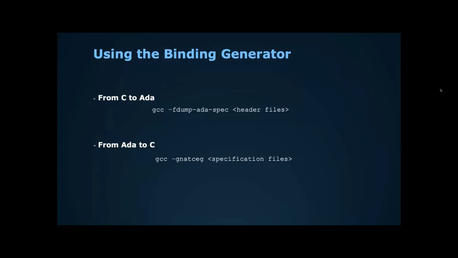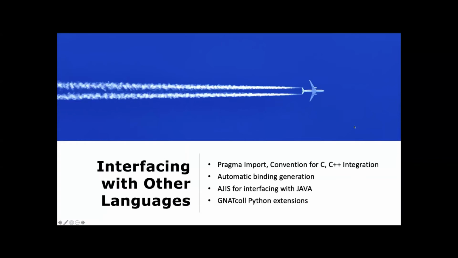So we talked a bit about Ada's interaction with C and C++, and there are some benefits to being able to use C and C++ compilers from the same vendor. Let's talk about introducing other languages with Ada. We talked about pragma import, pragma convention and pragma export for integration with C and C++, and a little bit about the automatic binding generation. But we can also interoperate with Java using the AJIS framework. This is kind of interesting. If you have a Java application and you want to run your Ada from Java, you can do that through the AJIS framework. We also have the ability to embed Python interpreters in Ada applications using the GNATcoll library.